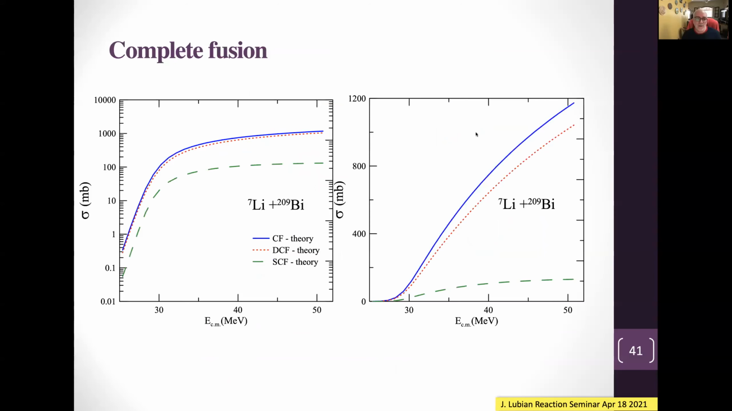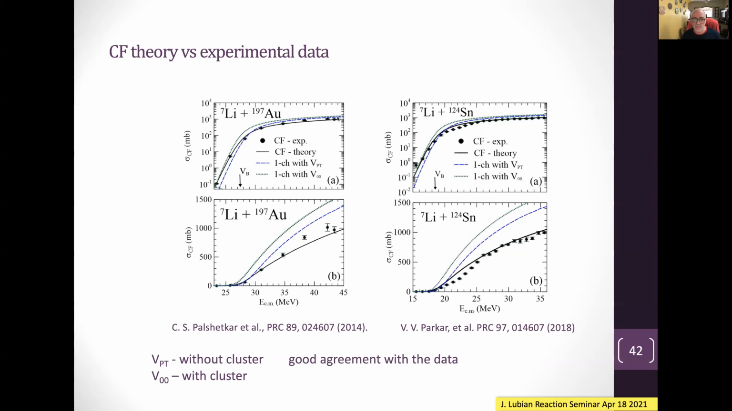Here are the results for gold and tin. We see that the complete fusion, this is logarithmic and linear scale, we have quite good. All the calculations have been performed with the spectroscopic amplitude equal to 0.8. We see a very good description of the data. In the case of platinum 198, we have data for very low energies. And we see that here we have some disagreement of our results compared to the data.